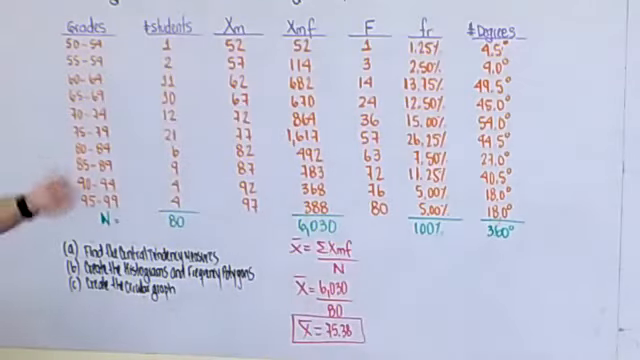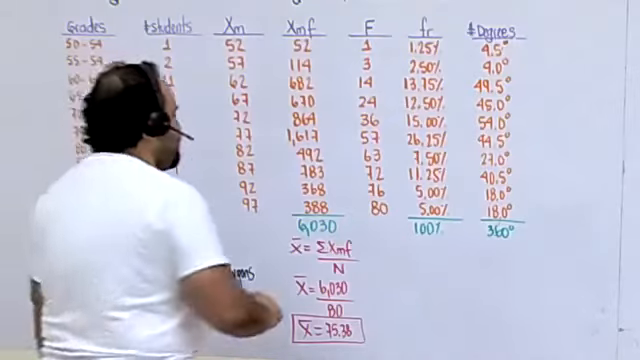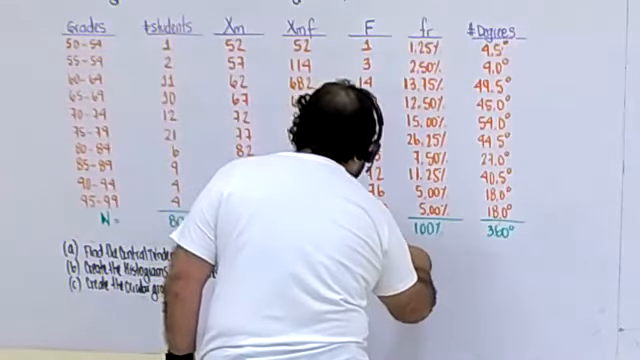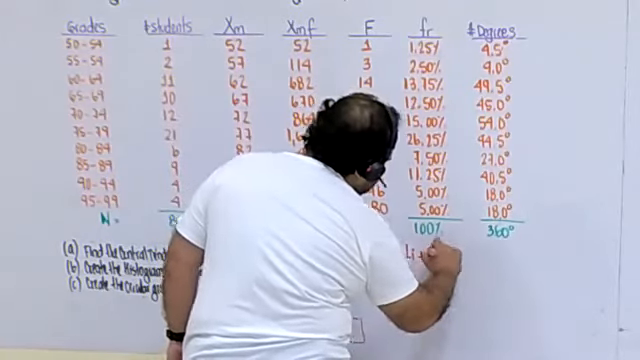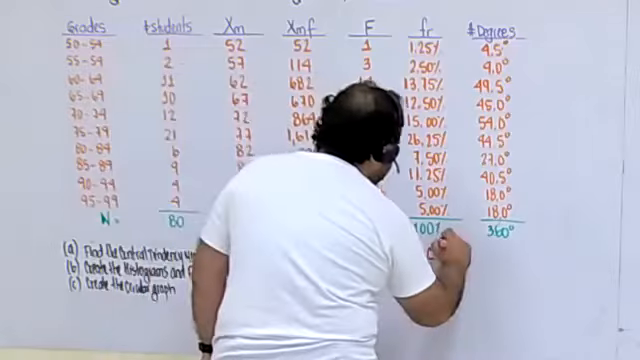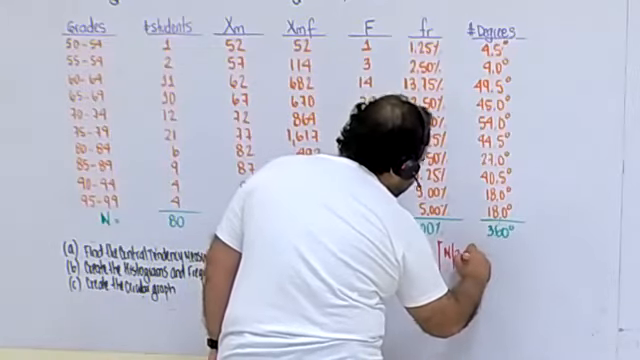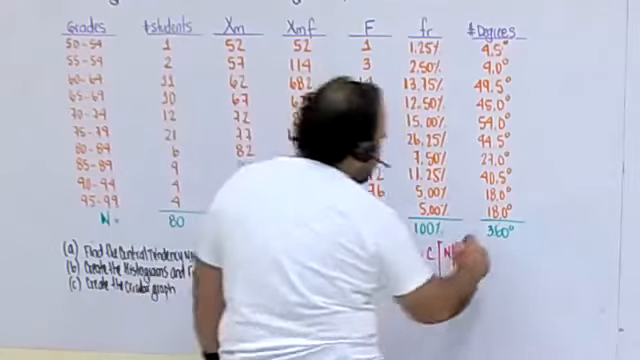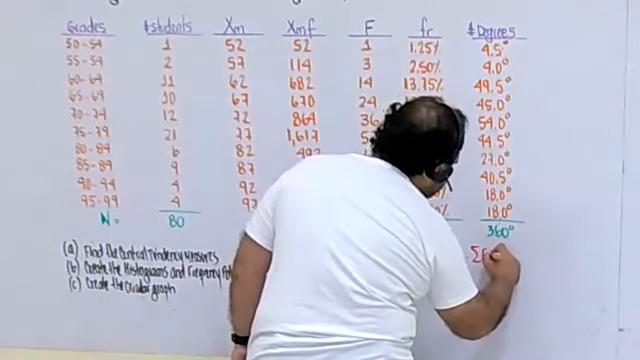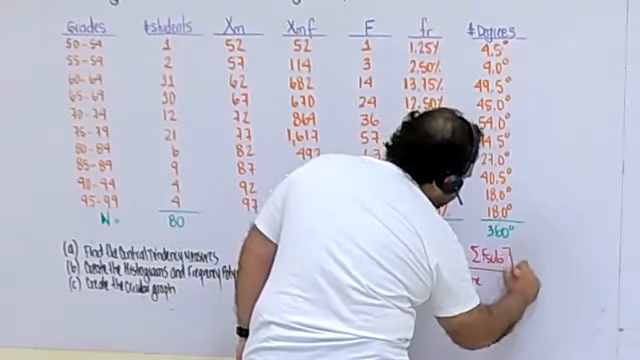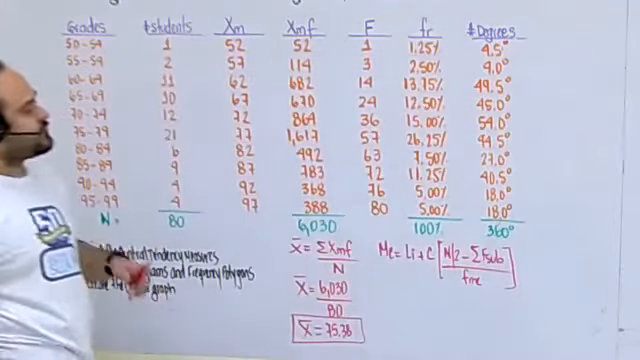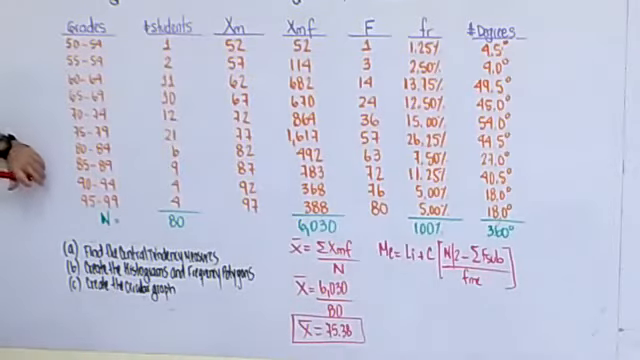Now let's talk about the median. Remember, to calculate the median, the formula is given by the lower limit plus the amplitude or width of the class, multiplied by n over 2 subtracting the cumulative frequency, divided by the frequency of the median. Okay?